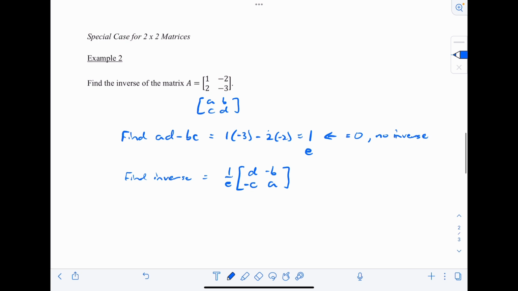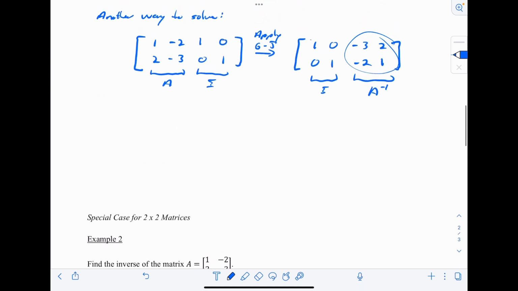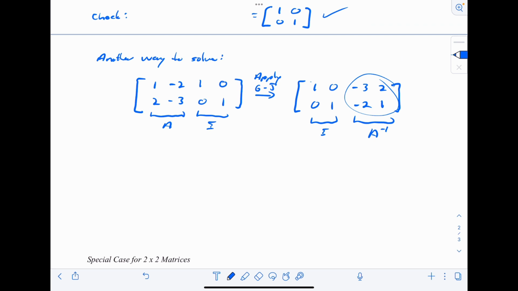So in our example, because E is 1, we're just going to have 1 over 1. So we will just have -3, 1, those flip, and then -2 becomes +2. The +2 becomes a -2. And you'll notice that -3, 2, -2, 1 is the inverse matrix that we found above.